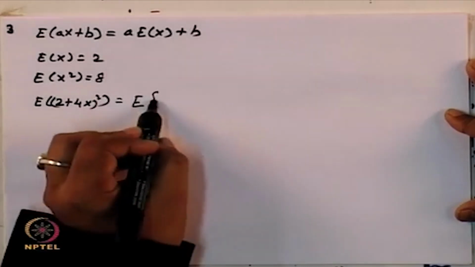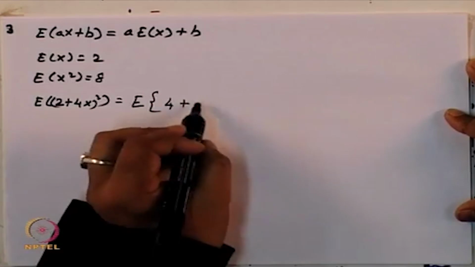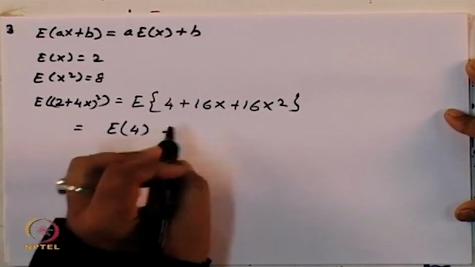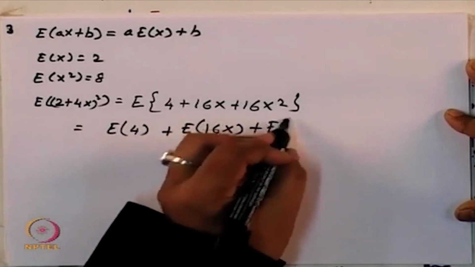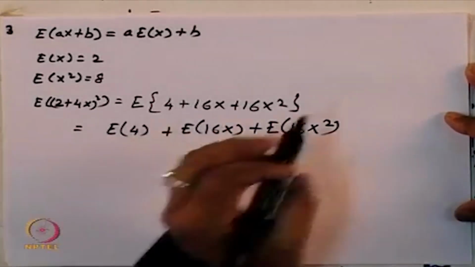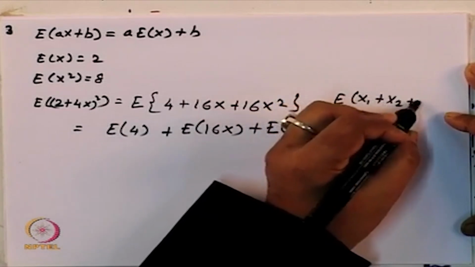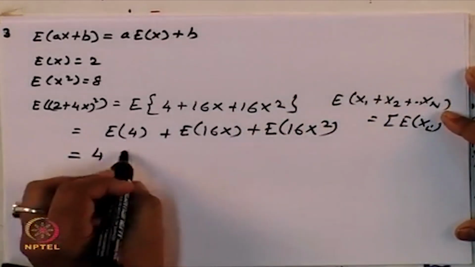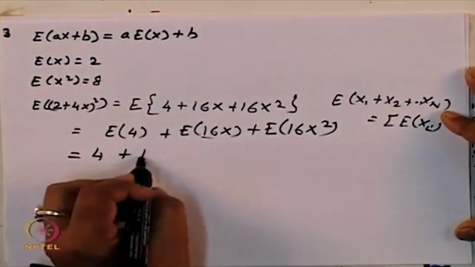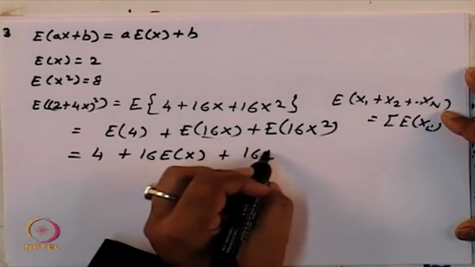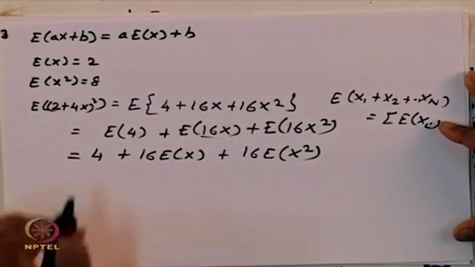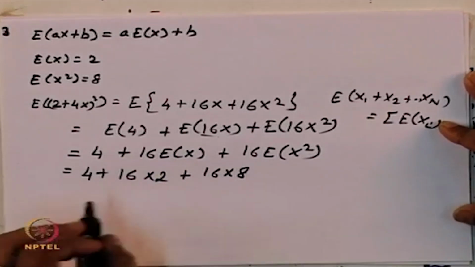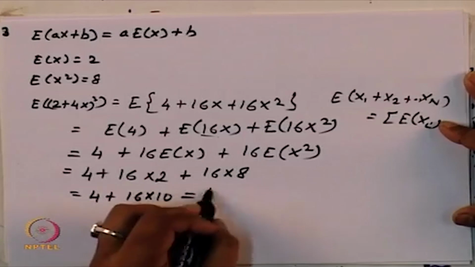I can expand this equation: expectation of 4 plus 16x plus 16x square. Then I can write expectation of 4 plus expectation of 16x plus expectation of 16x square. Here in this equation I have invoked E of x1 plus x2 plus dot dot xn is equal to summation E of xi. Now E of 4 is a constant, it will be 4. I can take 16 out, so it is 16 expectation of x. I can take 16 out here also, and I get expectation of x square. So, 4 plus 16 into expectation of x, which is 2, plus 16 into 8. So, it is 4 plus 16 into 10, that is 164.